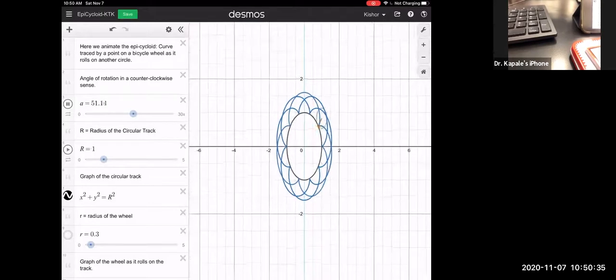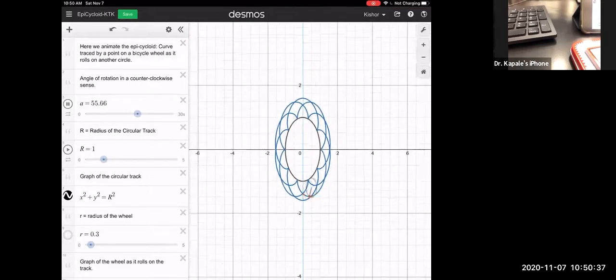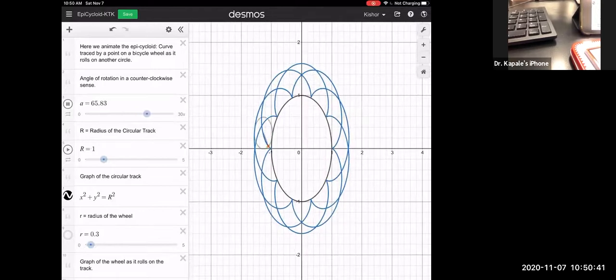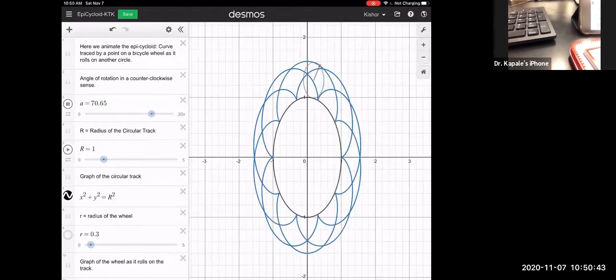Let me make this little, oh, sorry, why is it doing this? Sorry.